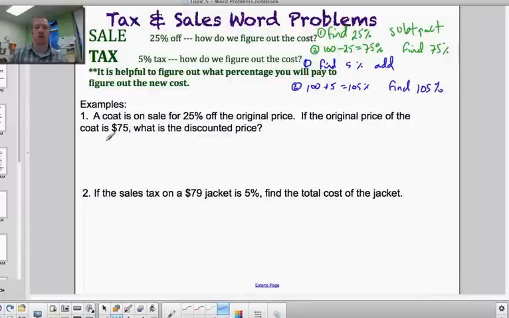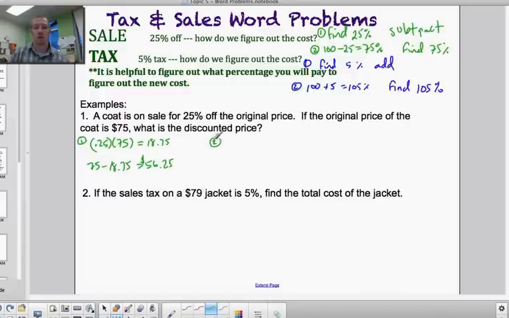Alright, so let's do a few examples here. Coats on sale for 25% off the original price. Let's try the first way. So 25% of 75 would be 0.25, right? You multiply it as a decimal times 75, and that gives you 18.75. All right. Then you have to subtract that from the original price. So 75 minus 18.75 gives you 56.25. And that's your final price. That's your sale price that you would pay.